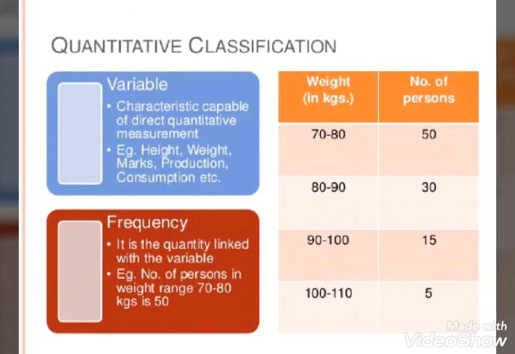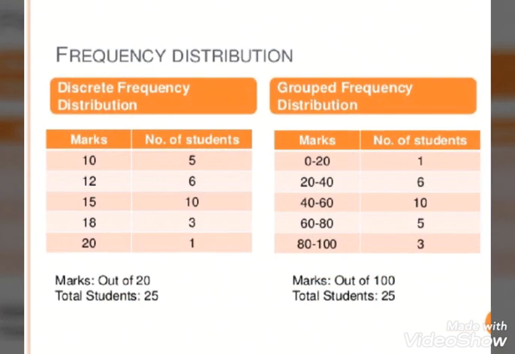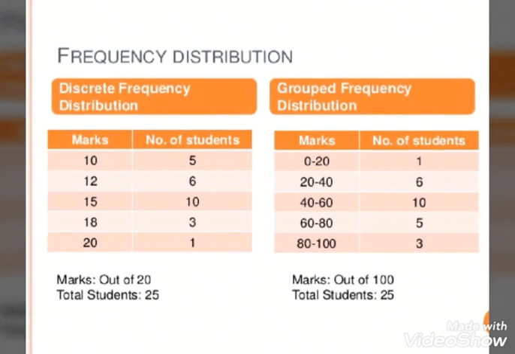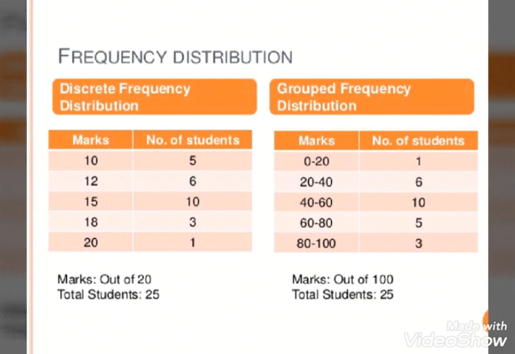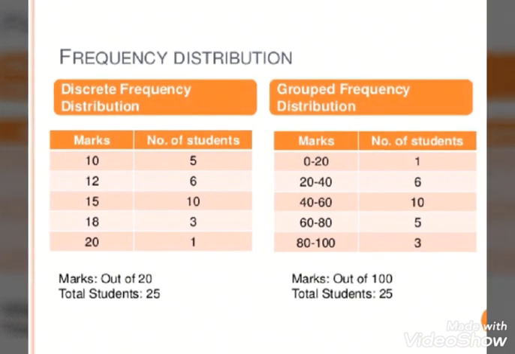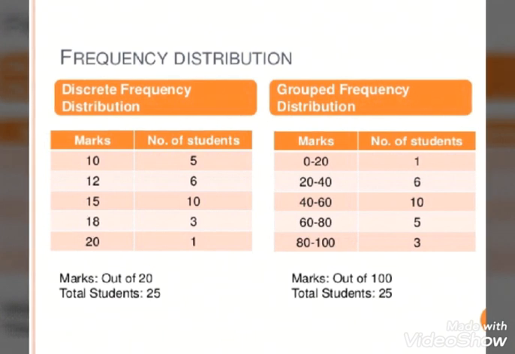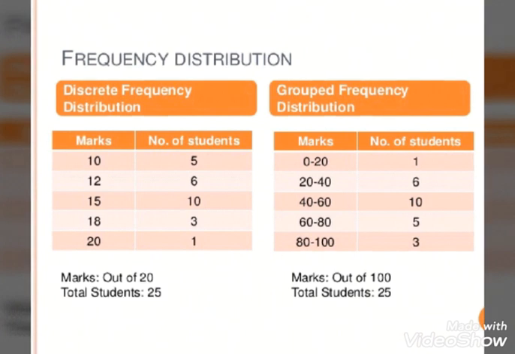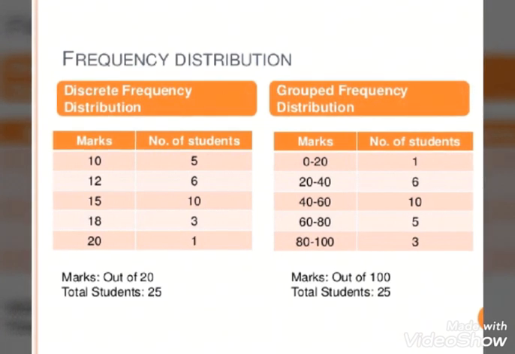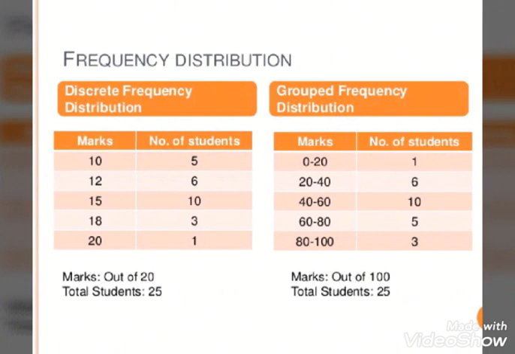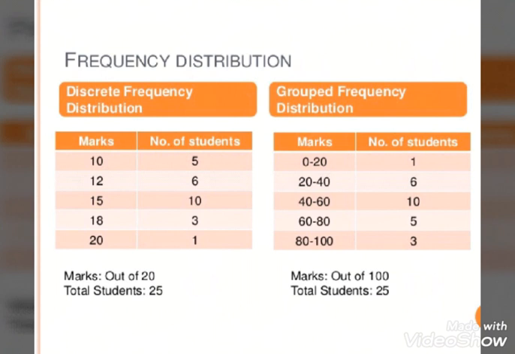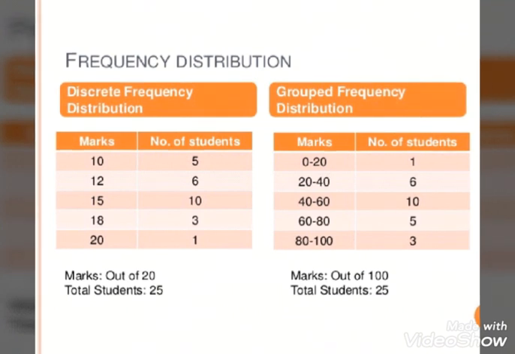You can also see the frequency distribution. It is divided, as you have seen, showing two tables here. One is discrete frequency distribution and one is grouped frequency distribution. In discrete, no intervals are showing in the marks. There is 10, 12, 15, 18, 20. No interval values are present. But in grouped frequency it is mentioned in intervals like 0 to 20, 20 to 40, 40 to 60, 60 to 80 and 80 to 100. So these are the two: grouped frequency and discrete frequency.